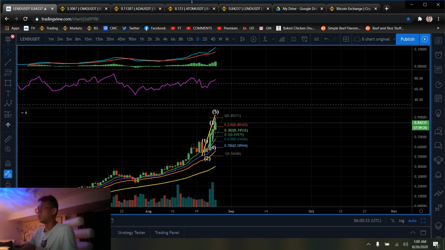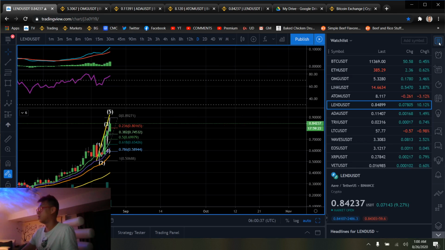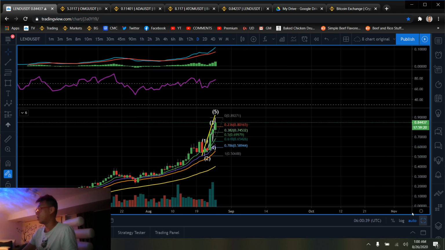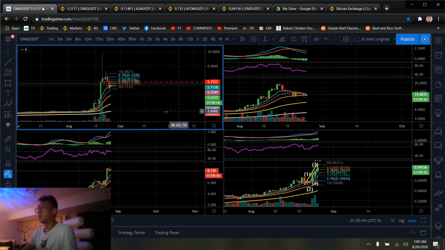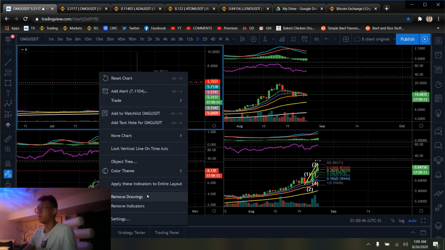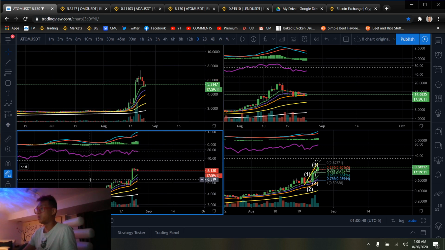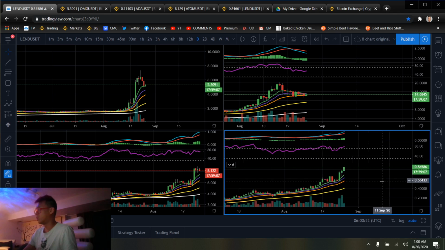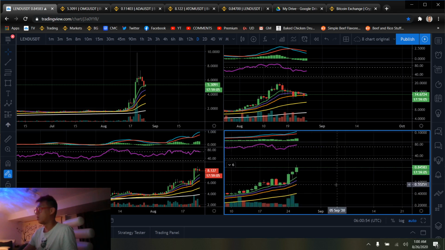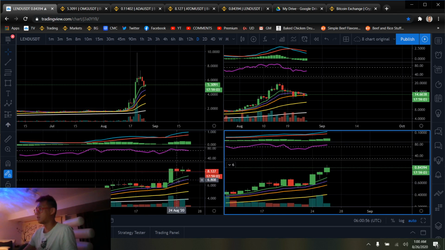It is reaching the peak of where it reached the peak for coins like OMG Go, right? You take a look at coins like Link here. Okay, let's just clear all this. We don't need any more. Here's Atom, and here's Lend. So what's really cool right now, if you compare all of these structures, okay?